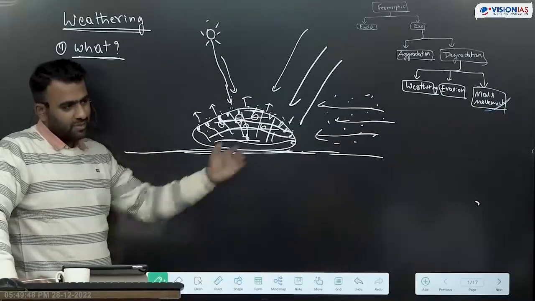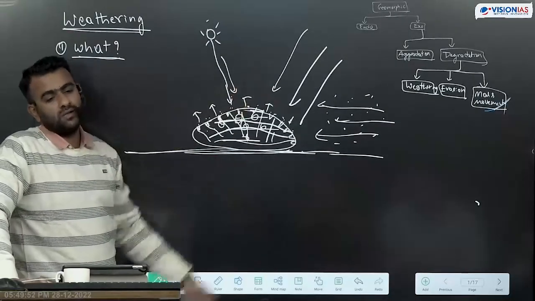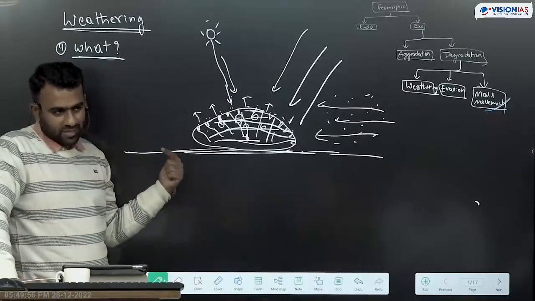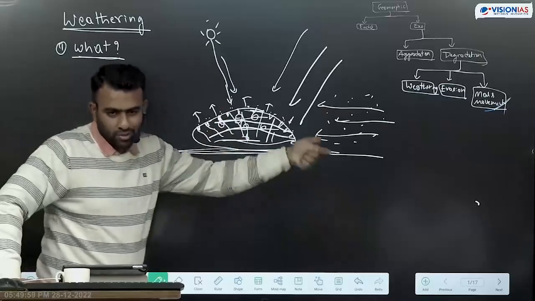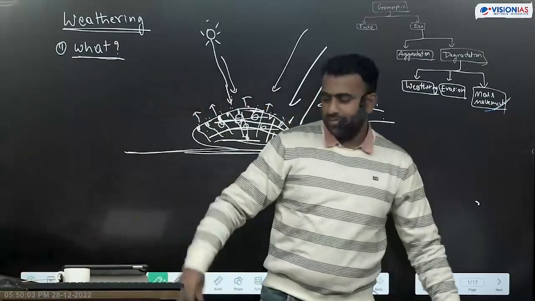So whatever comes in the way, it will keep breaking it down as it goes. That is called erosion. The in situ breakdown is weathering. Breakdown in motion is called erosion. Okay, write the definition.